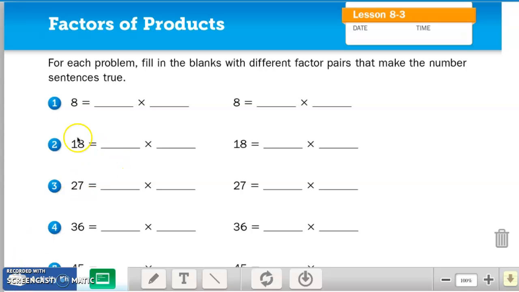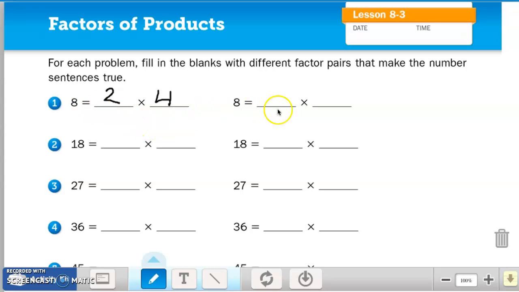So here we go. What is the factor for 8? What two numbers equal 8 if you multiply them? Well, of course, 2's are easy. 2 times 4 equals 8. Now, can we think of another thing that equals 8? 1 times 8 equals 8. So 2, 4, 1, 8 are all factors of 8.